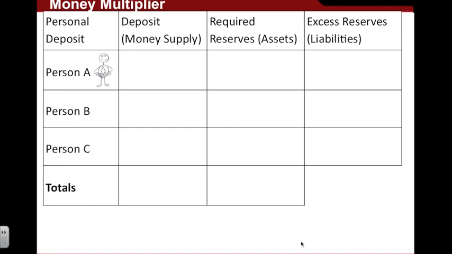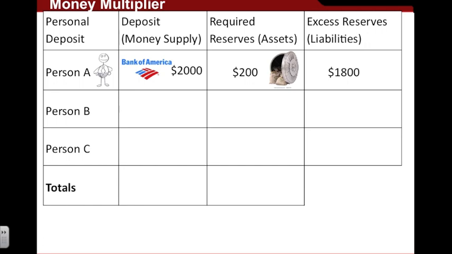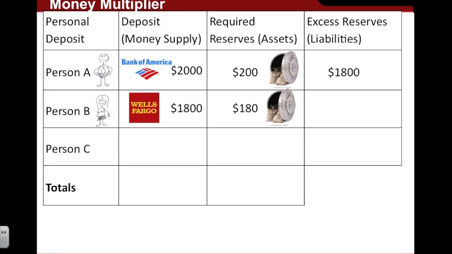Let's look at an example. Let's say that I have one person, person A, and this person puts $2,000 into Bank of America. Well, Bank of America must hold 10% of this deposit, which would be $200 in their vault, or on record with the Federal Reserve. They would have $1,800 left over as a potential excess reserve, as a potential amount that they could loan. Let's imagine that they do loan this out to person B. And person B takes that money, and before they spend it, they deposit it into their bank, which is Wells Fargo. Well, we know that Wells Fargo is going to have to hold 10%. So let's say they hold $180.